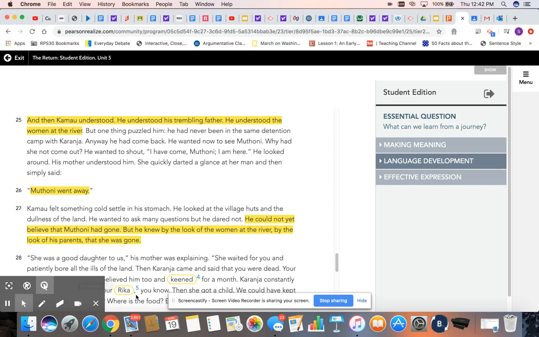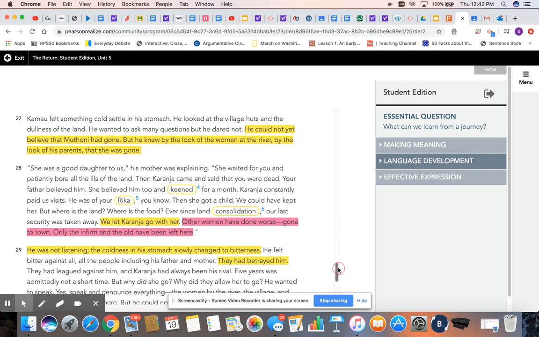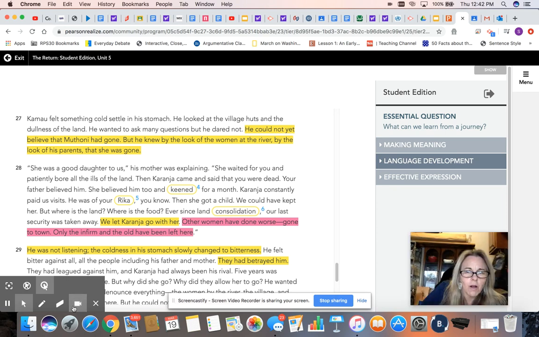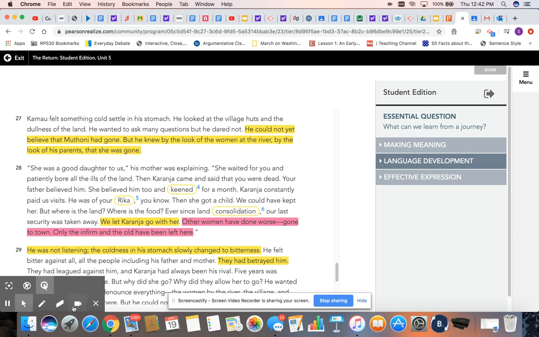He looked at the village huts and the dullness of the land. He wanted to ask many questions, but he dared not. He could not yet believe that Mathone had gone, but he knew by the look of the women at the river, by the look of his parents, that she was gone. "She was a good daughter to us," his mother was explaining. "She waited for you and patiently bore all the ills of the land.